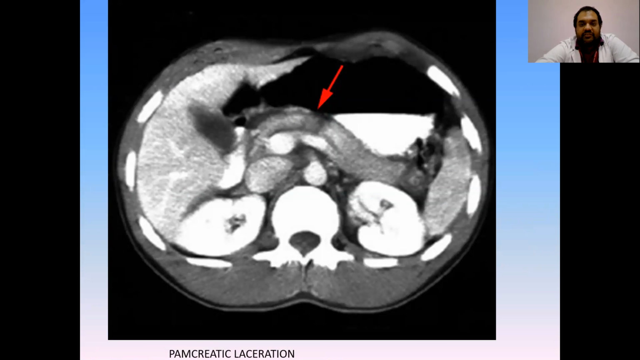This is the axial section of the CT showing the pancreatic calcification and pancreatic laceration. This is evident in the body of the pancreas. In the liver is the gallbladder.